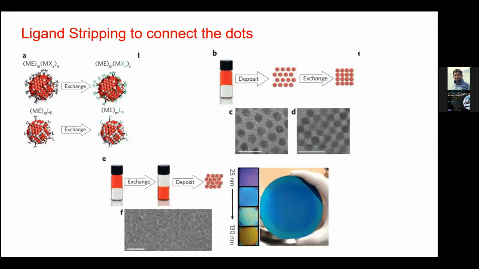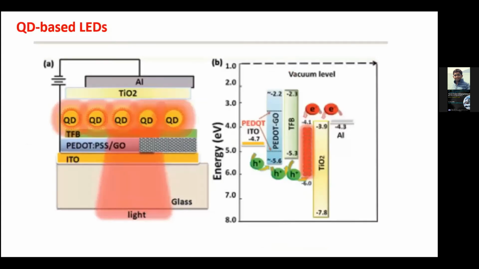So now we know how to make a film, and we can do the spin coating for the photovoltaics. Yes, spin coating is the best way to do it, because in that way you do not need to make a complete monolayer or two monolayers. You need a thick film. So for that, an aggregated structure is also fine. You just need to remove the ligand.